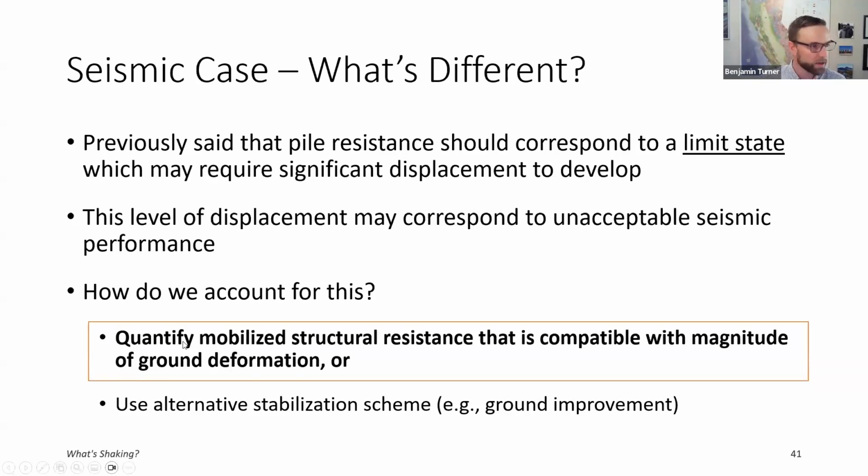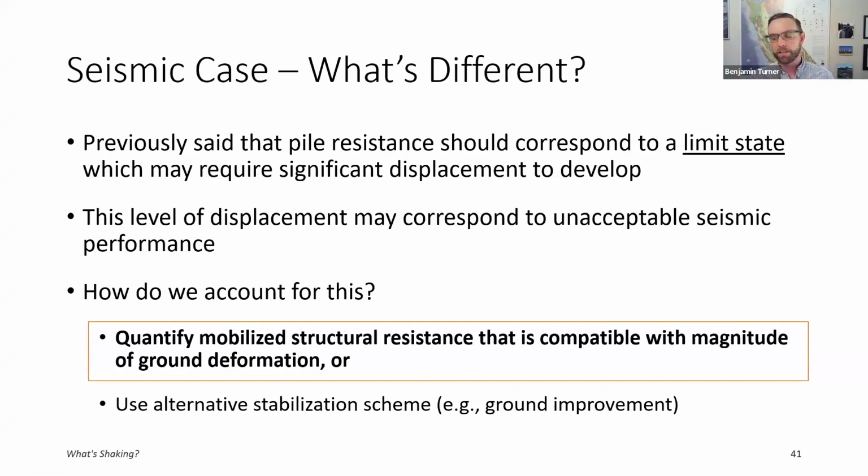I'm going to focus on this first bullet point here. We're going to quantify that mobilized structural resistance in exactly the same framework that I just talked about, where in an L-pile type analysis, we displace the ground and we gradually increase that level of displacement until now, instead of trying to define when a failure mechanism occurs, we're looking for this so-called compatible displacement, and I'll define that here in a minute.